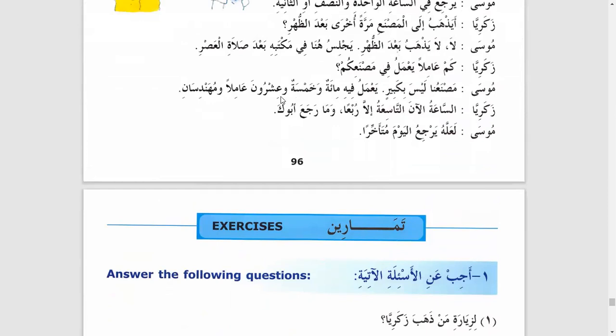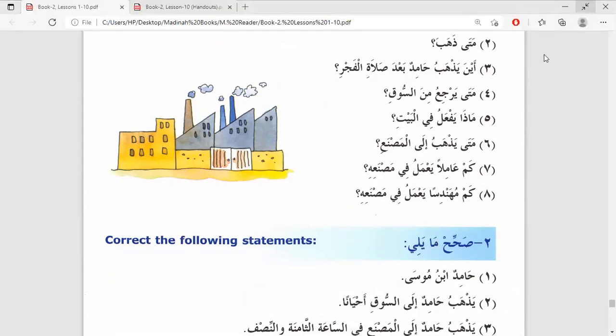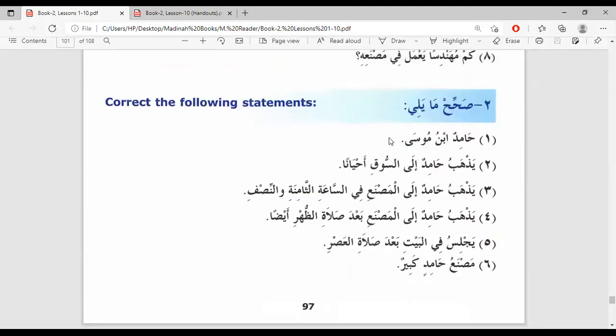يعمل فيه 125 عاملا. The last question is كم مهندسا يعمل في مصنعه؟ How many engineers? مهندسان. Okay, يعمل مهندسان في مصنعه. All right, so we see the time, 7:55, so I think we can do the next exercise as well.